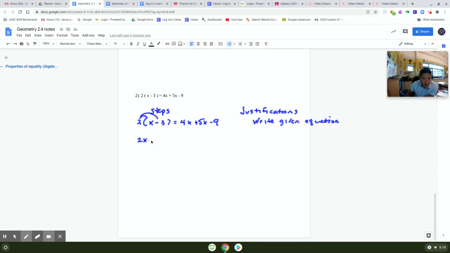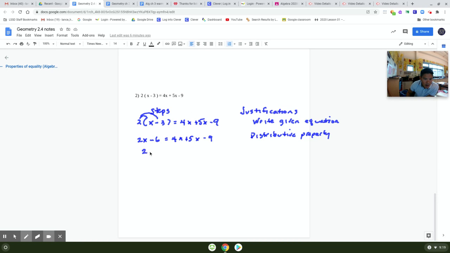2 times x is 2x. 2 times negative 3 is negative 6. That's equal to 4x plus 5x minus 9. So what I just did is use the distributive property, or the distributive property of equality. You can just get by and write distributive property. Everybody really should know what you're talking about if you say the distributive property.